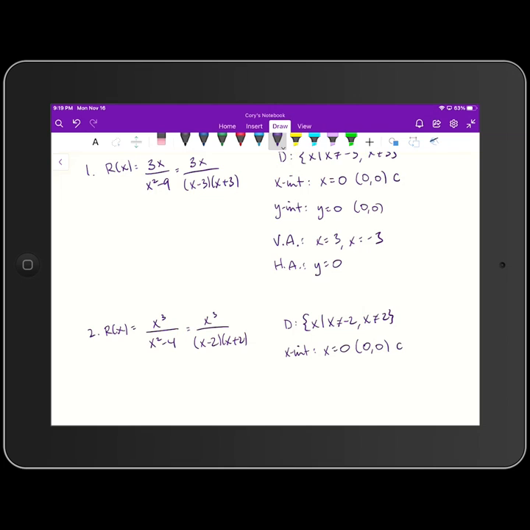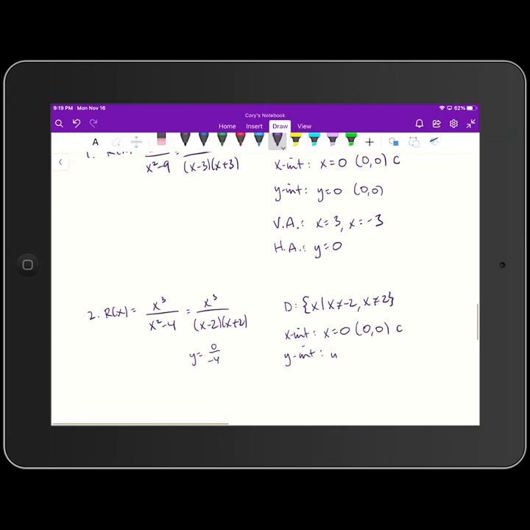Okay, y-intercept. If we want to find the y-intercept, again, we're going to plug 0 in the place of x and solve for y. So when we do that, we get y equal to 0 divided by negative 4, which makes y equal 0, which is going to be the ordered pair 0, 0. Okay, vertical asymptotes.